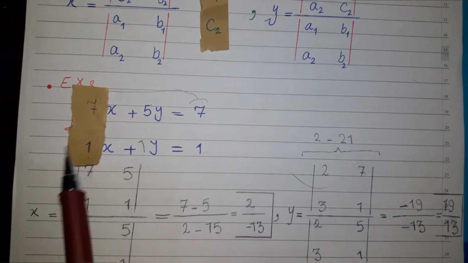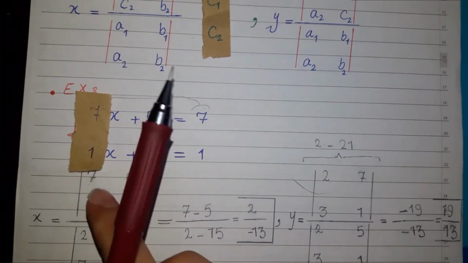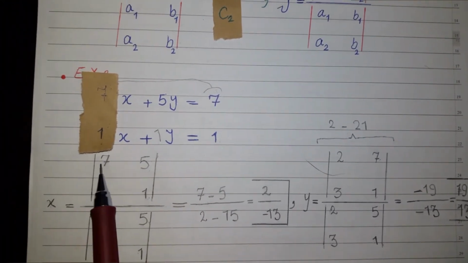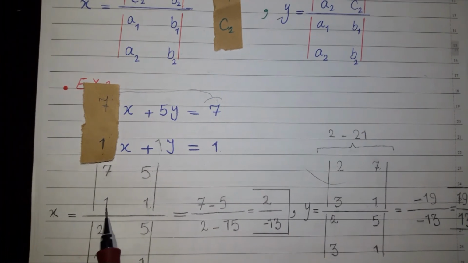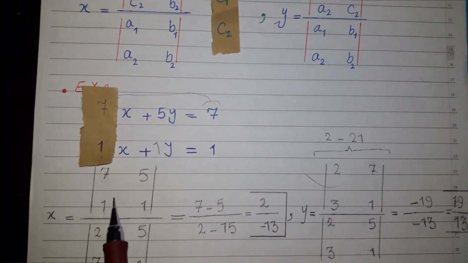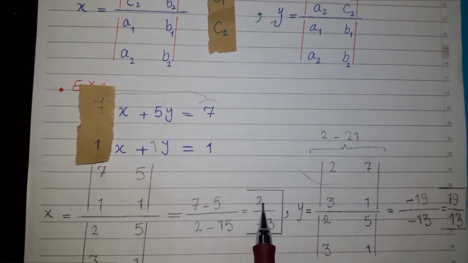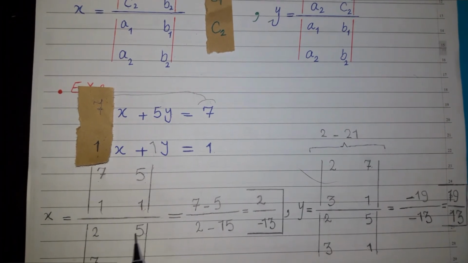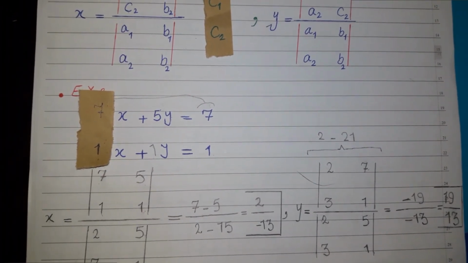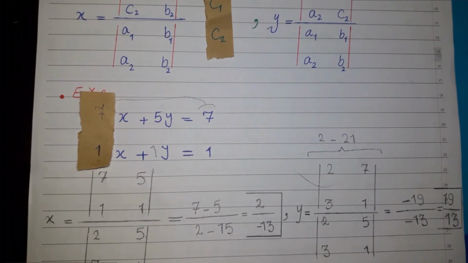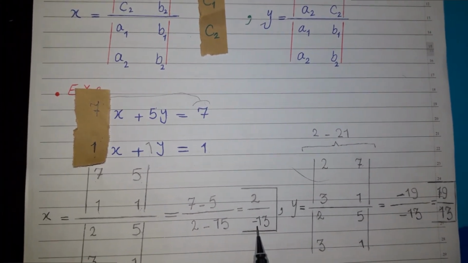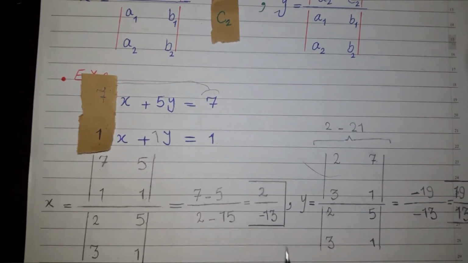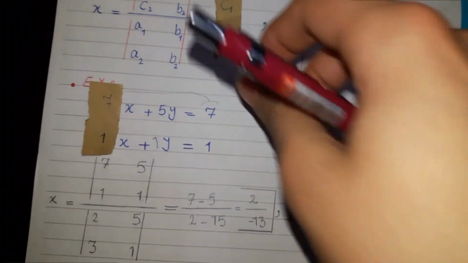So we are left with 7, 5, 1, and 1, and we find the determinant of this matrix, which is 7 times 1 minus 5 times 1, which is 7 minus 5 equals 2. Our denominator is 2 times 1 minus 5 times 3, which is 2 minus 15 equals negative 13. So overall x is 2 over negative 13.